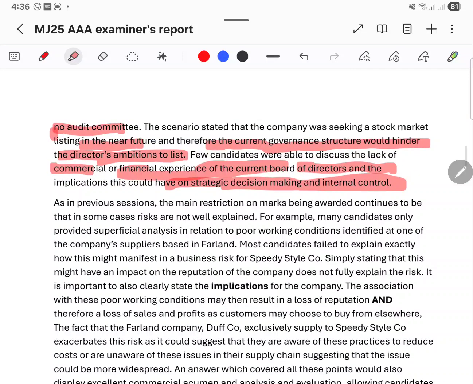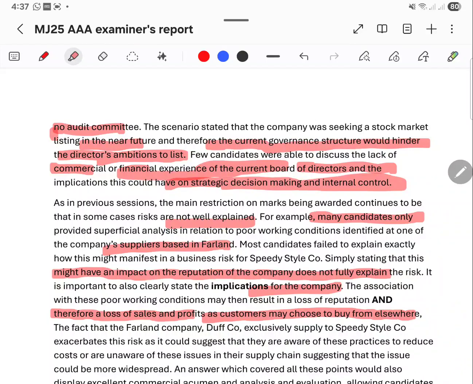In previous sessions, the main restriction on the marks being awarded continues to be that in some cases risks are not well explained. For example, many candidates only said the company's supplier is based in Farland. Most candidates failed to explain exactly how this might have an impact on the reputation of the company. That does not fully explain the risk. It is important to also clearly state the implication for the company, the association, and therefore also a loss of sales and profits, as customers may choose to buy from elsewhere.